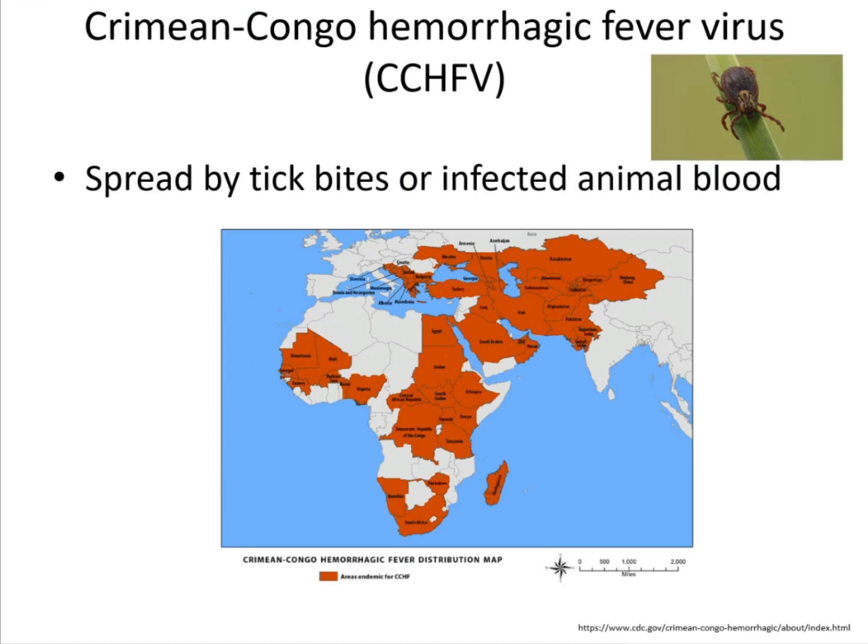And Crimean Congo hemorrhagic fever, spread also by ticks or infected animal blood as well. This is kind of the area of endemicity in Africa and in Europe and the Crimea, but also it's in the Mediterranean, Middle East as well.